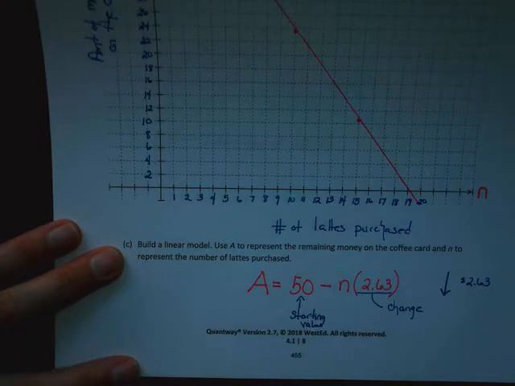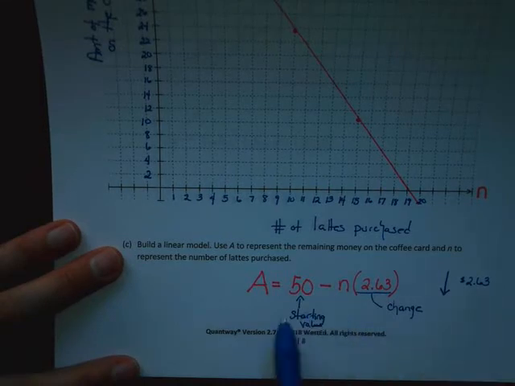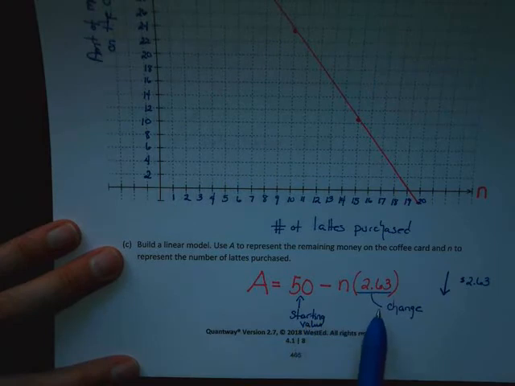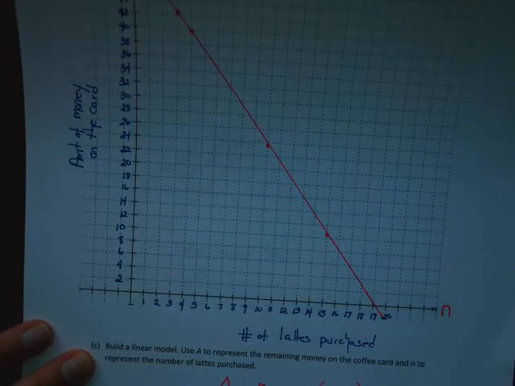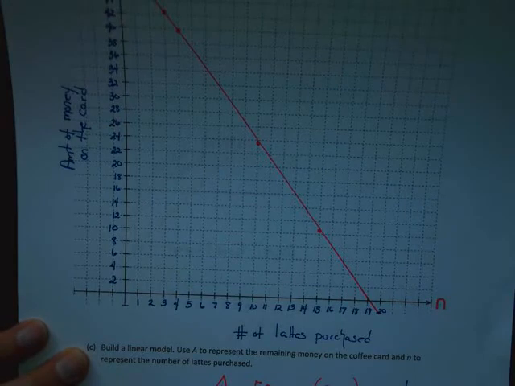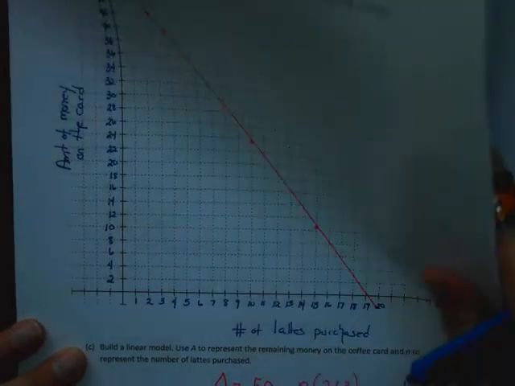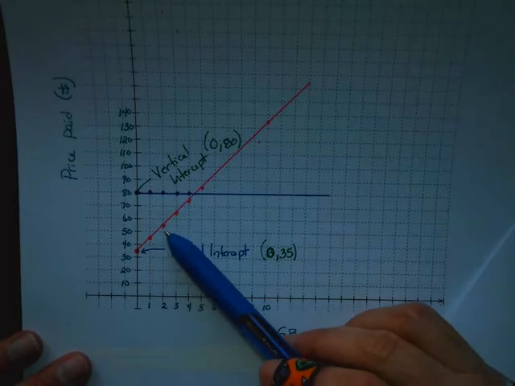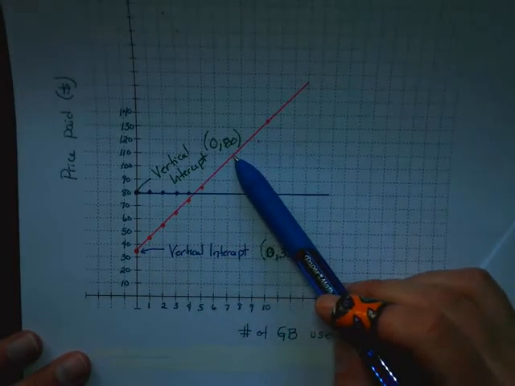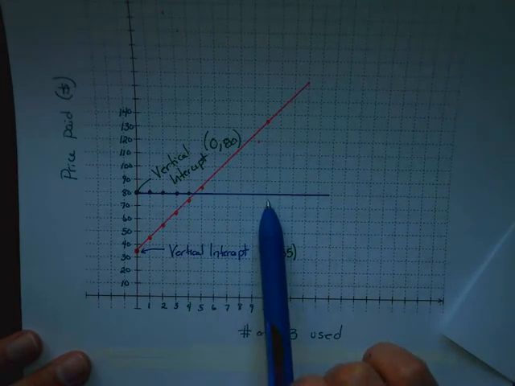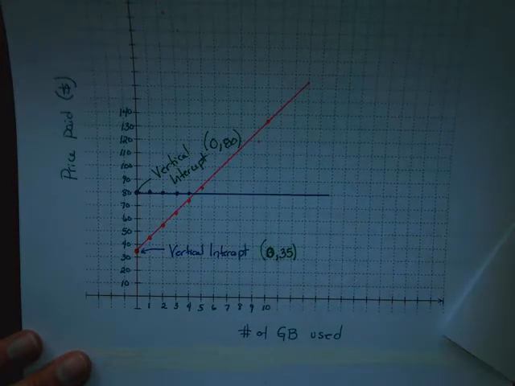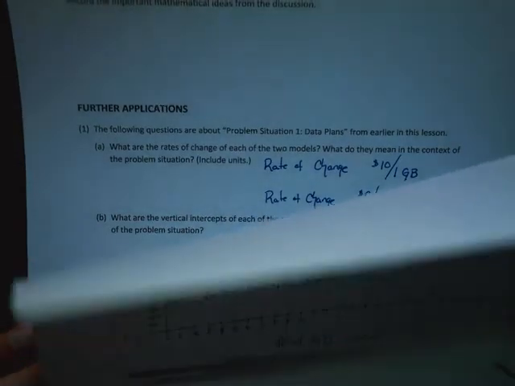So a line has two pieces. It has a starting value and a change. And that's all you need to know to make a line. Starting value and a change. If the change is negative, your line is going to be falling. If your change is positive, like when we were adding money to the plan because we used more gigabytes, then the line is going to be rising. And if your change is 0, you have this nice horizontal line. Okay? So those are the pieces that we need.